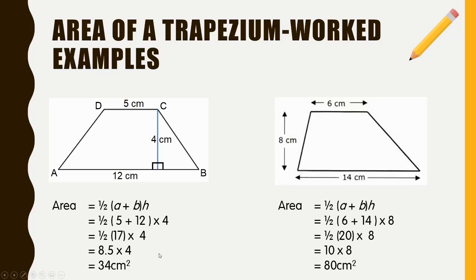Another example here. 14 centimeters, 6 centimeters, and 8 centimeters. So the two sides that are parallel, 14 and 6, go into this addition. And the side that's perpendicular to both, the distance between them, is our 8 centimeters. And then we can multiply it all the way through, and we get 80 centimeters squared. Again, making sure our units are there.